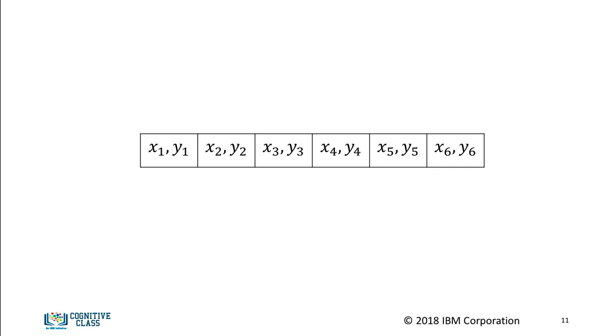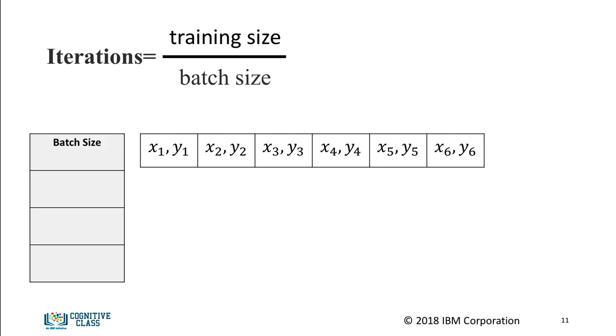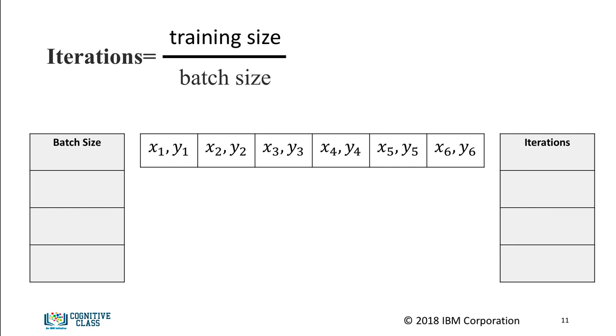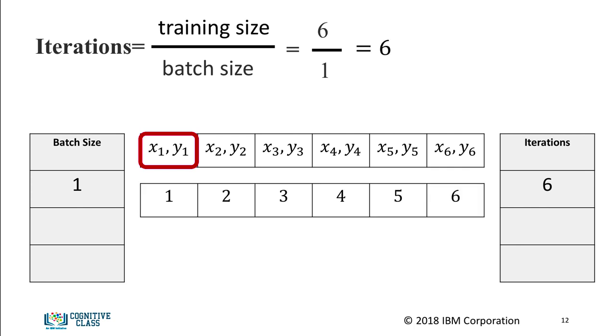You can calculate the number of iterations required to go through one epoch by simply dividing the size of your training set by the batch size. Let's keep track of the batch size here and the number of iterations over here, and go through a couple of examples. If we choose a batch size of 1, it'll take 6 iterations to go through all the data. Let's keep count.